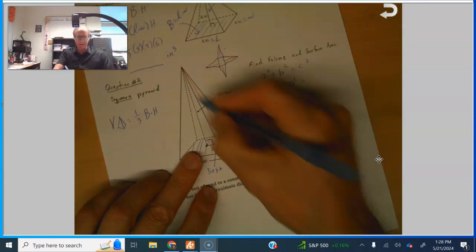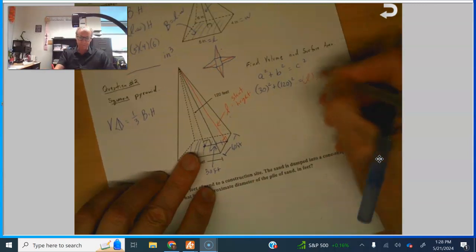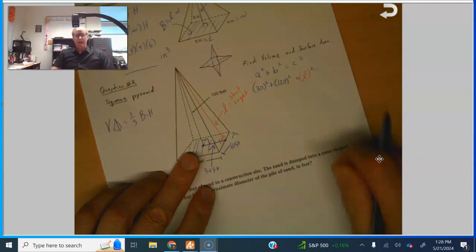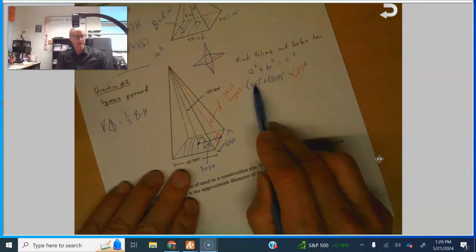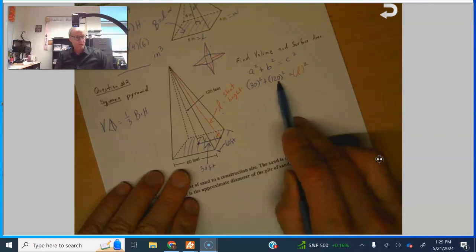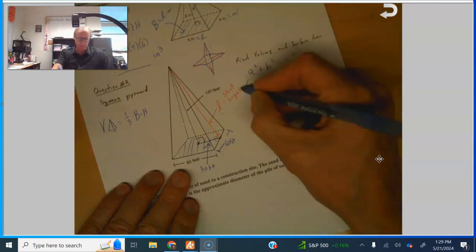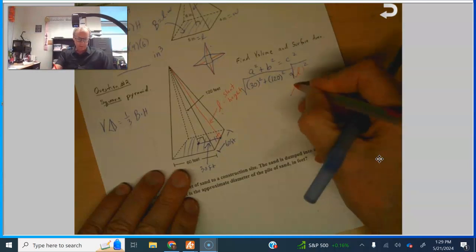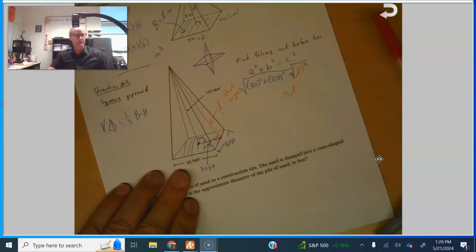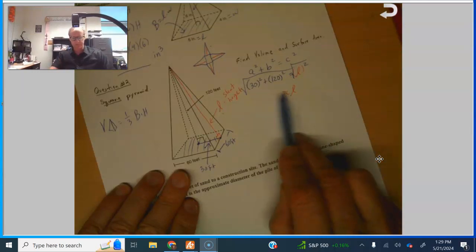And my c is the slant height, that L. I'll put it in red so you can see it. And of course, you're going to have to square the 30, that's 30 times 30, and you're going to have to square the 120. Add these together. And then, for the last step, you have to take the square root. Now, that's going to give you an estimate for your slant height. And you'll get an answer, a decimal or something.